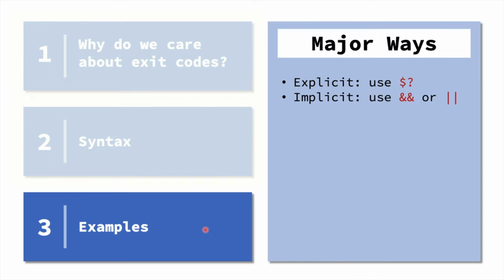Okay, let's see some real examples. As I mentioned before, we can take either explicit or implicit ways. I'll show you each of them by these two categories. All the example files shown here can be found on my GitHub repository. You can find the link in the description box below.